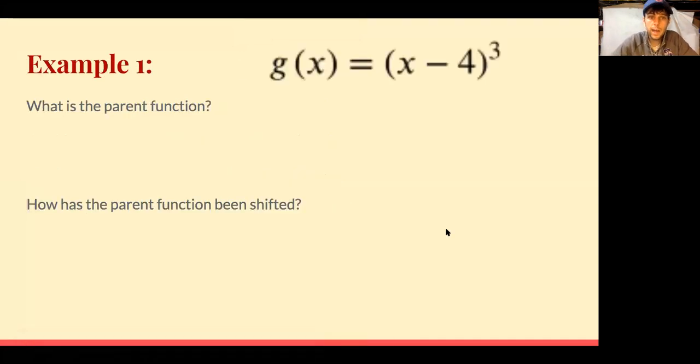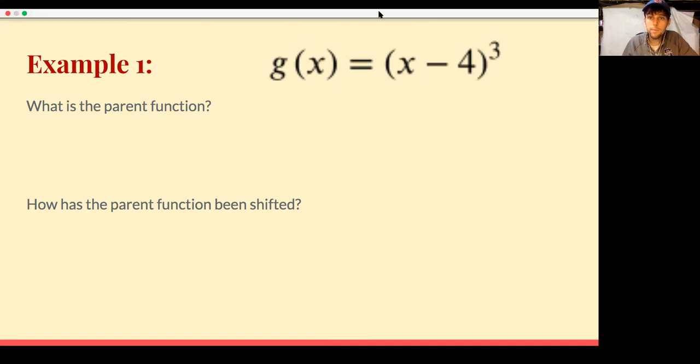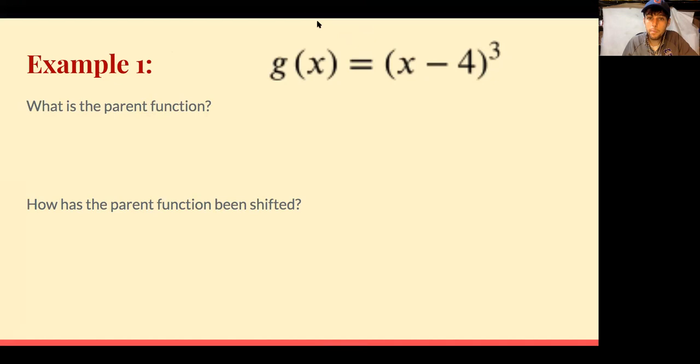So here we go, we have a function g of x equals x minus 4 in parentheses to the 3rd power. We need to identify what is the parent function that we're working with here. And so I can see it's to the 3rd power. That's going to be our highest exponent power. So our parent function is going to be the cubic function. We'll call it cubic.